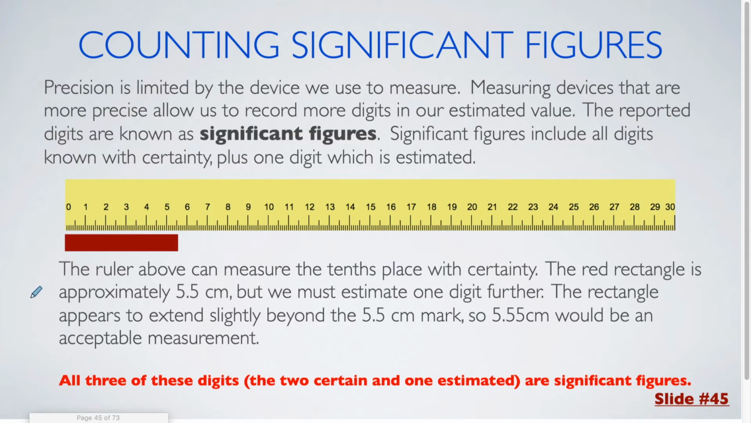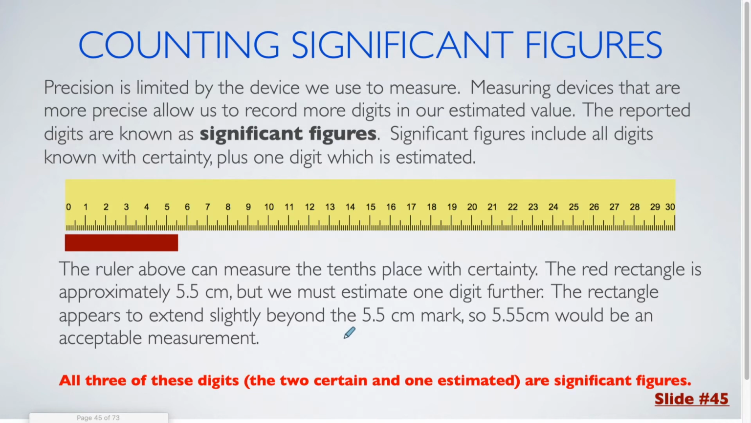The ruler above can measure the tens place with certainty. So if we're looking at the ruler, here we can see the ones place as we go from 5 to 6, and then the little tick marks are representing the tenths place. The red rectangle is approximately 5.5 centimeters, so we can see that it is fairly close to that line. But we must estimate one digit further. The rectangle appears to extend slightly beyond the 5.5 centimeter mark. So 5.5 centimeters would be an acceptable measurement.